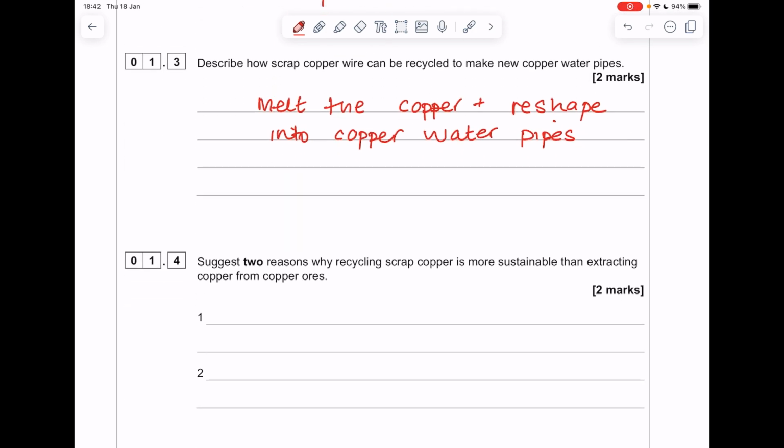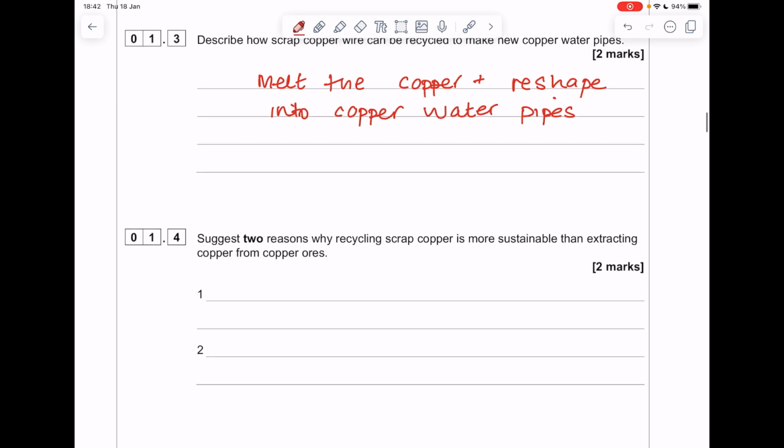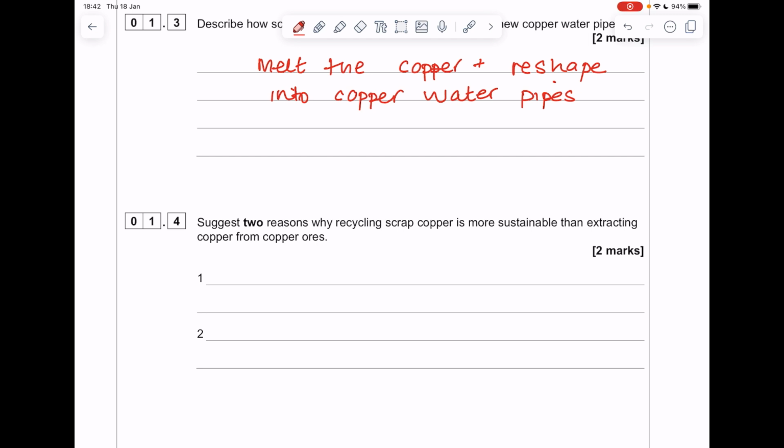Suggest 2 reasons why recycling scrap copper is more sustainable than extracting copper from copper ores. Well, recycling typically requires less energy and it helps conserve our copper ore. It also means there's less waste.